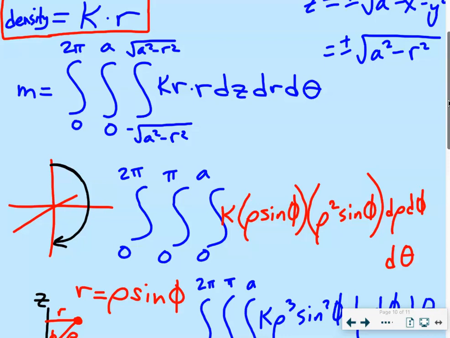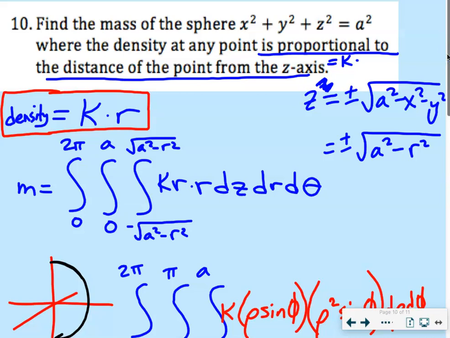Yes? So when it says density at any point proportional to the distance of the point from the z-axis, you're just multiplying the integrand by kr. Yeah. And is that always going to be the case for the density of the point? Oh, not kr, but whatever the density is. Yeah, in this case it was kr. Are you saying is it always going to be kr? No. This one it's kr because the density was proportional to the distance from the point to the z-axis. Proportional means equals k times, right? Density equals k times. What is the distance to the z-axis? R.